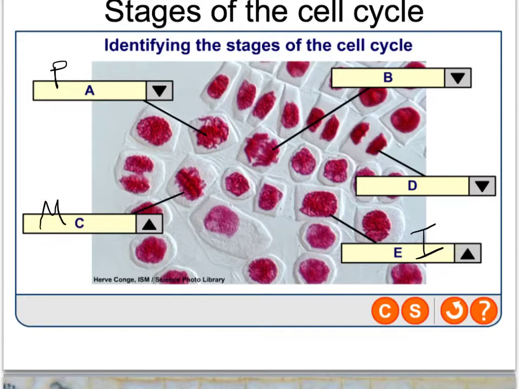C must be metaphase, they're now aligned along the equator. B must be anaphase, they're now being pulled towards the centrioles, towards the poles. And telophase here, they're now forming, we're almost ready for two distinct nuclei, and you can just imagine there's going to be a split just running down here in a second, cytokinesis.